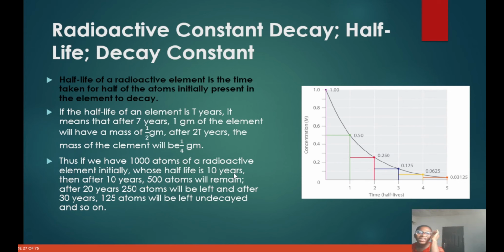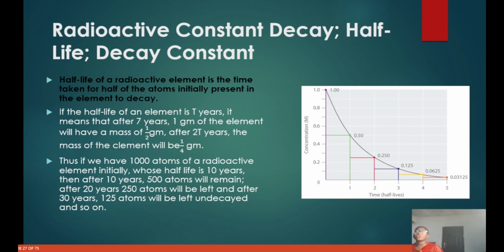Thus, if you have 1,000 atoms of a radioactive element initially, whose half-life is 10 years, then every 10 years it will be divided by half. So in 10 years, it will have 500. In 20 years, 250. In 30 years, 125. As simple as that. Once you know the half-life of an atom, you know that in this number of years, it's going to divide by 2.